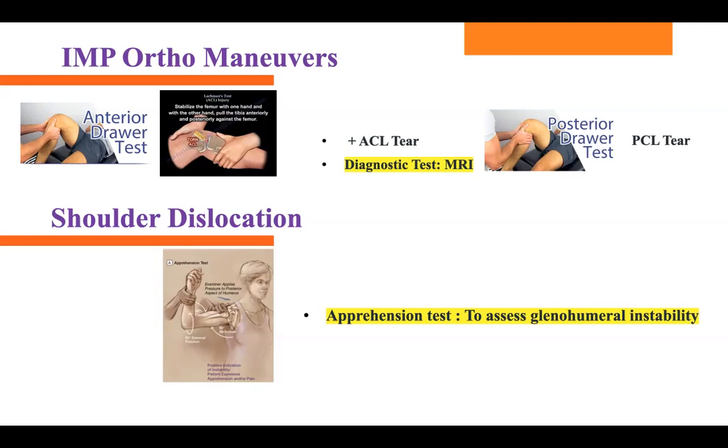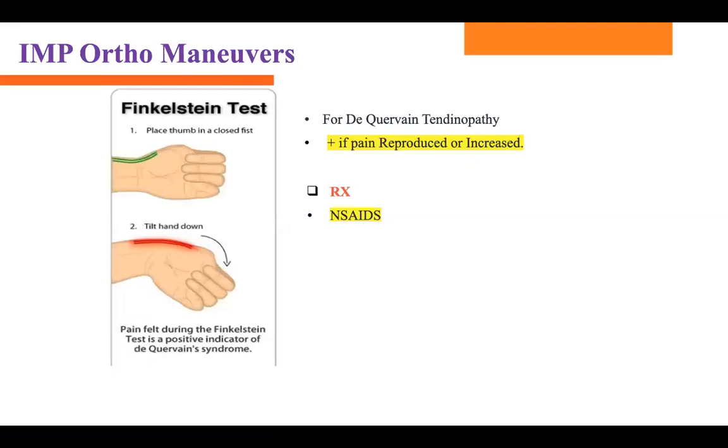If you are worried about shoulder dislocation, what test do you do? Apprehension test to assess glenohumeral instability. If you worry about de Quervain tendinopathy, what test do you do? Finkelstein test. Choice of treatment, NSAIDs.